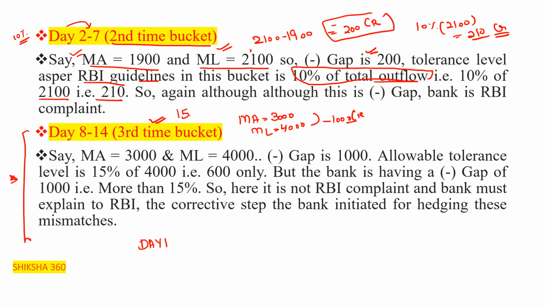Allowable tolerance basically under that is to be 15% of the total outflow. So 15% of 4000. So allowable tolerance level is basically 15% of 4000. That is 600 only.